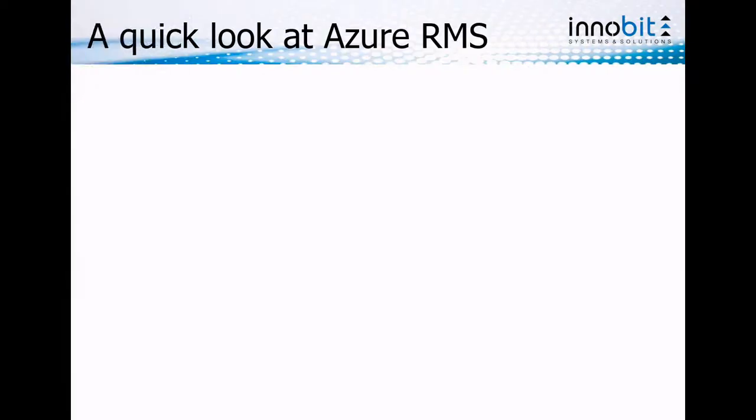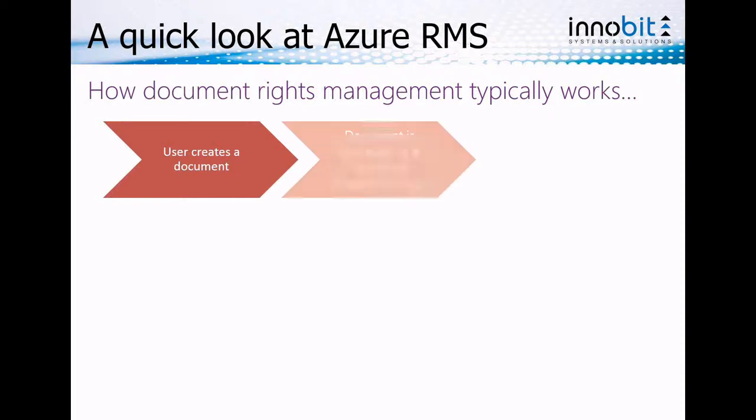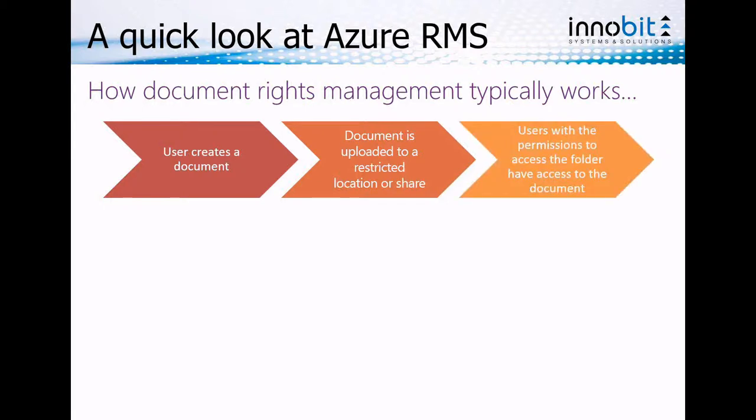We're going to get into Azure RMS now. Let's have a look at how document rights management typically works. Firstly, a user creates a document. Next, the document is uploaded to a restricted location or share. Finally, users with the permissions to access the folder are given access to the document by virtue of those permissions. Sounds good? Well, there are a number of problems with it.